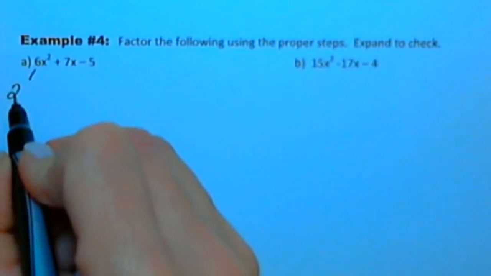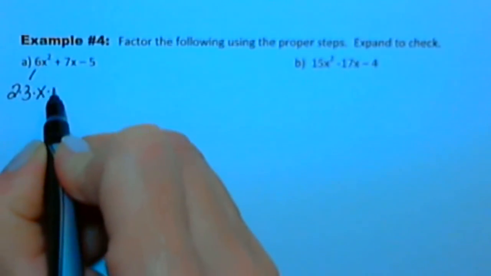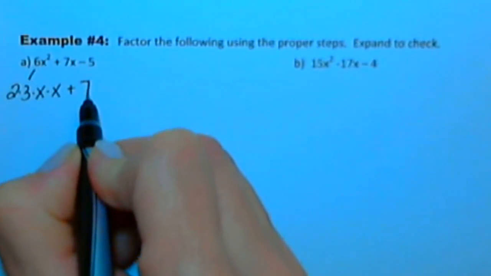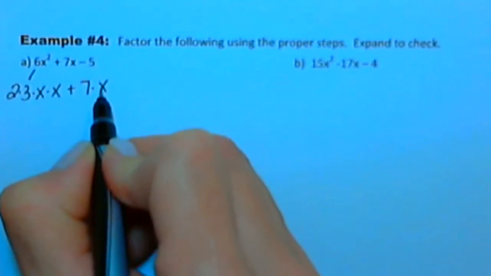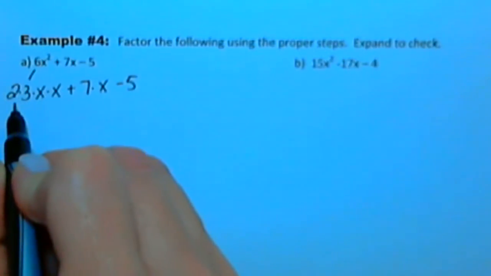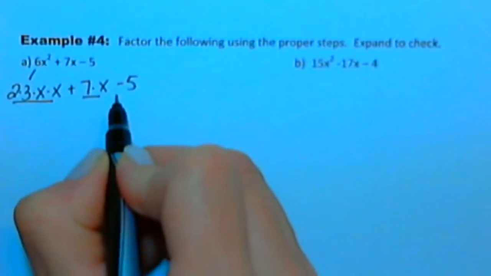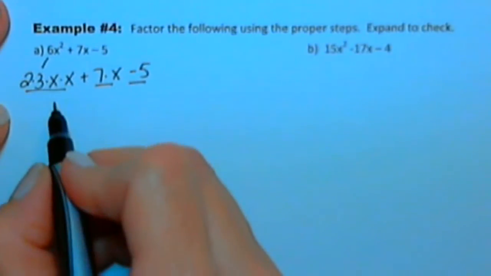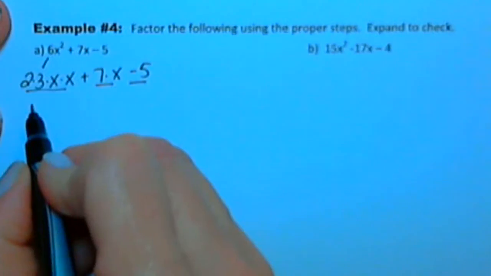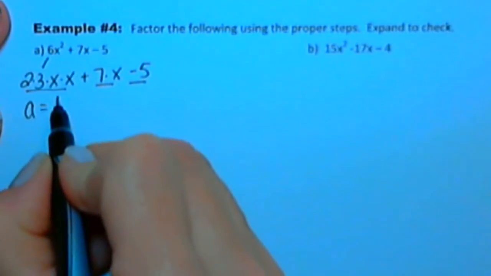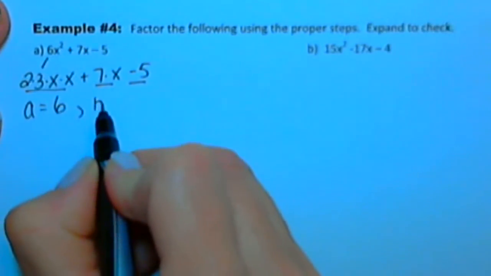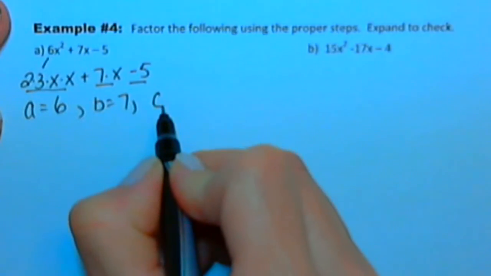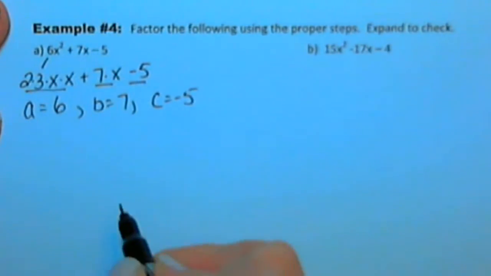So 6x squared plus 7x minus 5. We have 3 terms. Is there a GCF? Nope. So move on to doing A, B, and C. A is 6, B is 7, and C is negative 5.